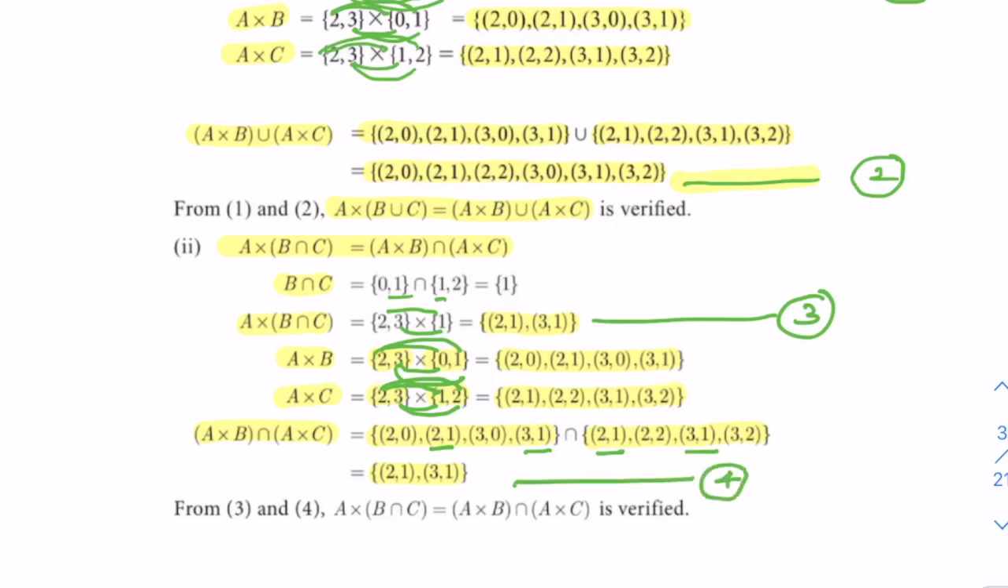We find that the right hand side of equations 3 and 4 are same. Therefore, we conclude that A cross (B intersection C) is equal to (A cross B) intersection (A cross C). Hence, verified.